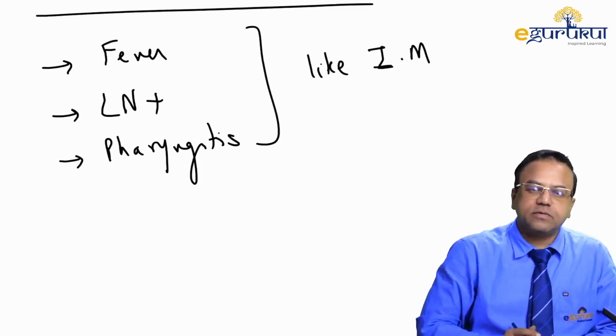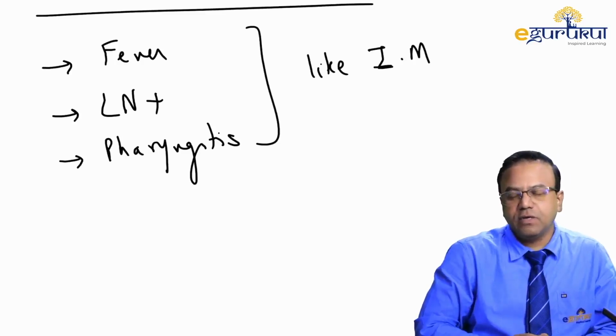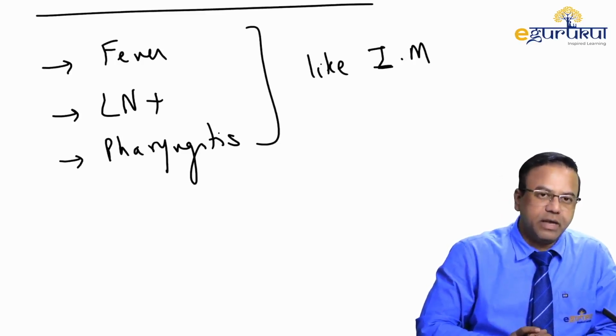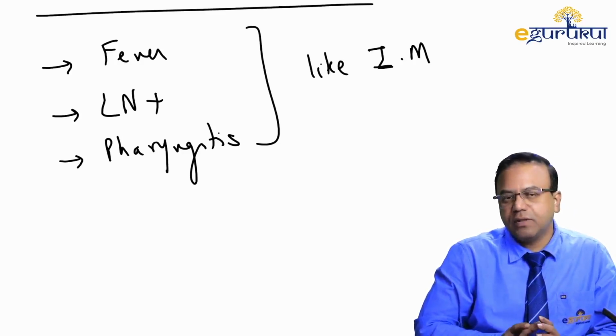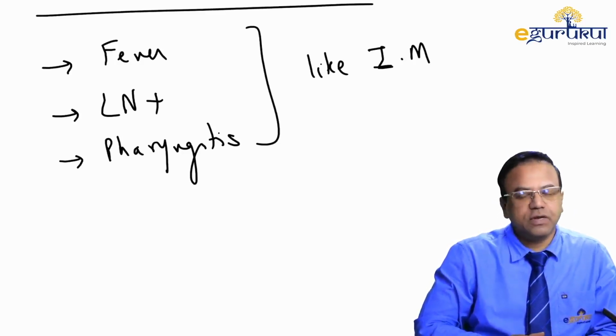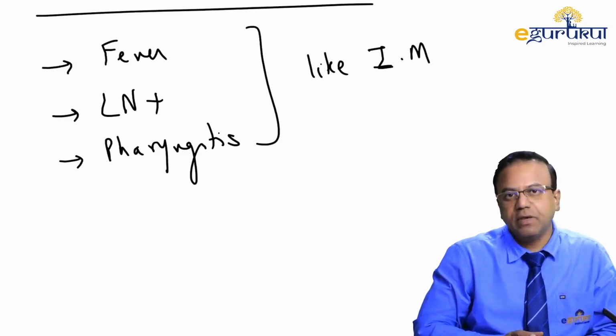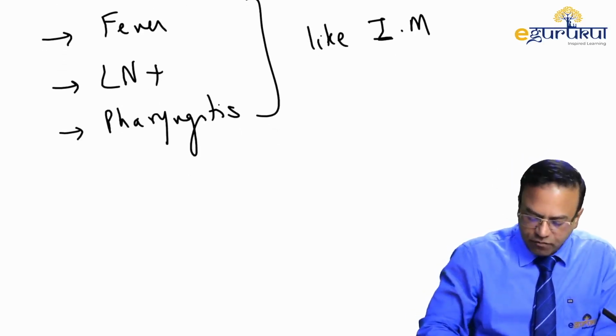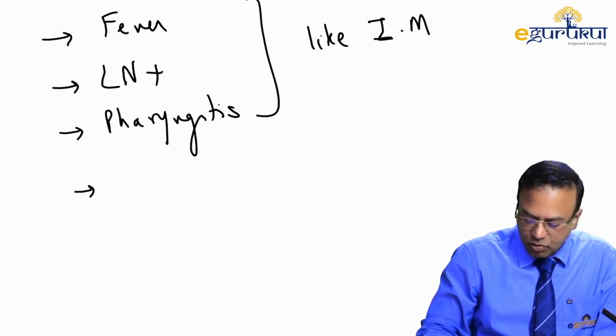So many times, this is the important thing, whenever you see an adult between the ages of 20 to 50 years presenting with infectious mononucleosis-like features, it is very important to suspect the possibility of HIV and test for HIV. So fever, lymphadenopathy, pharyngitis, that is sore throat, can occur.